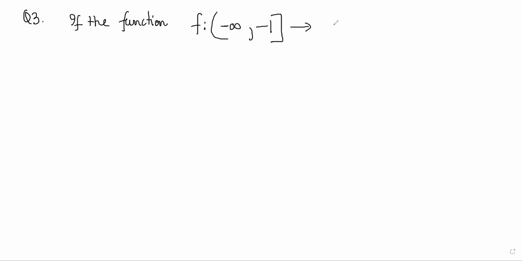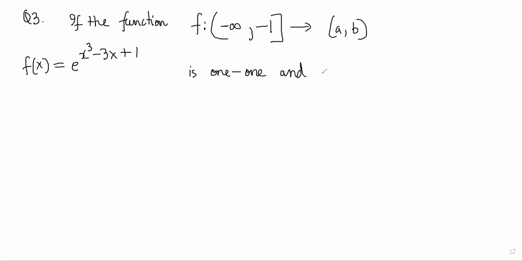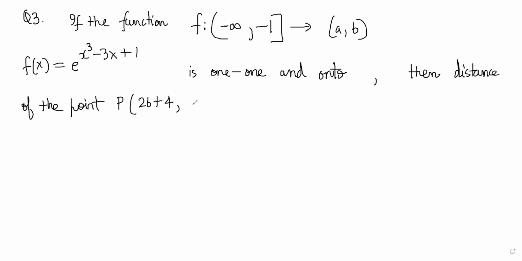Okay, so the question says, if the function f, which is defined from minus infinity to minus 1 to a comma b, with the definition f of x is equal to e power x cube minus 3x plus 1, is 1 to 1 and onto, then you have to find the distance of the point P 2b plus 4 comma a plus 2 from the line x plus e power minus 3y is equal to 4 is how much?